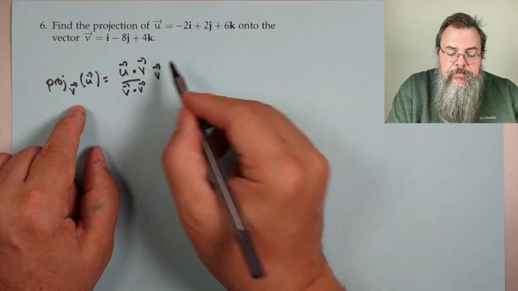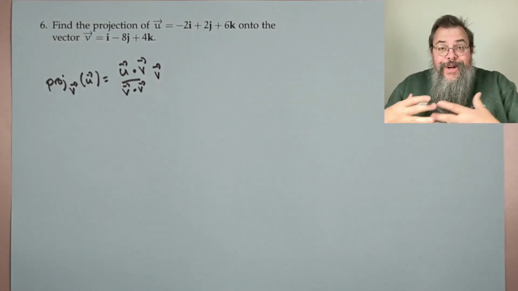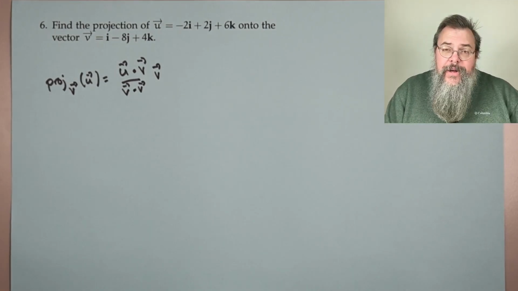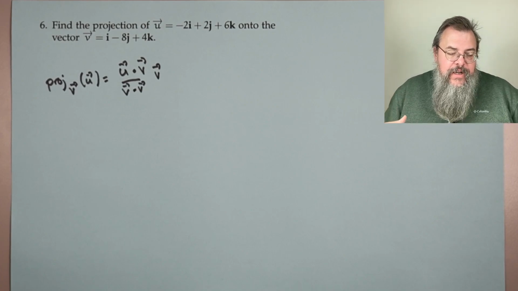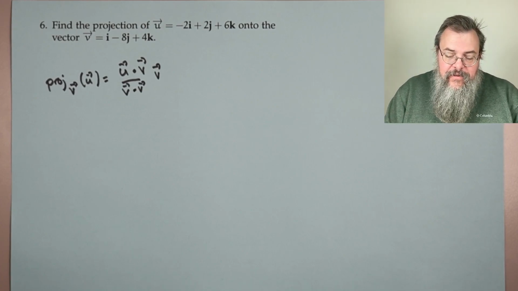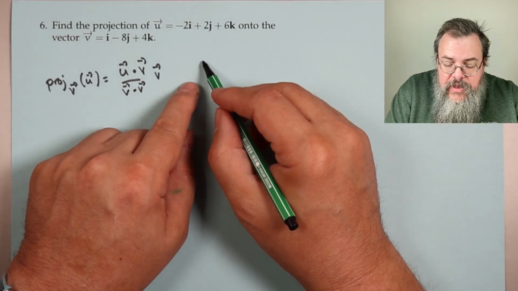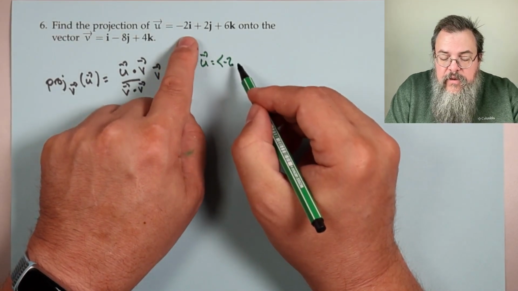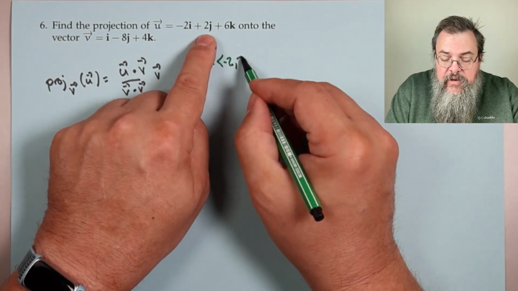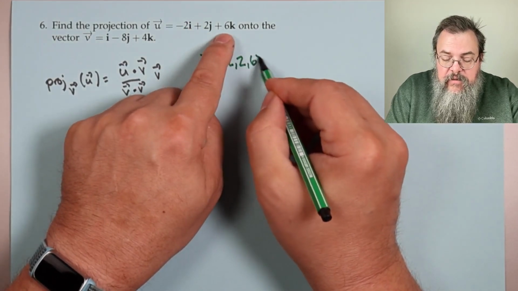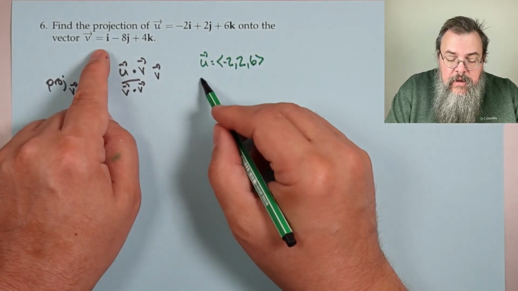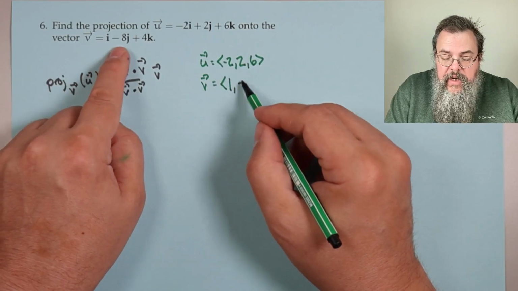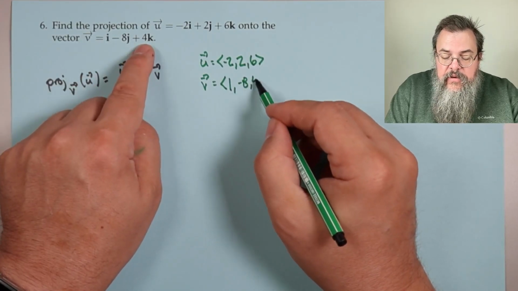times v. Now, I personally almost always go to component form. It's a weakness of mine. I'm comfortable there, and I feel more confident that I'll make fewer mistakes. So I'm going to convert these vectors. u, I'm going to write as minus 2, because that's attached to the i, the positive 2, that's attached to the j, and the 6, whereas v, I'm going to write as a 1, because that's attached to the i, minus 8, and positive 4.